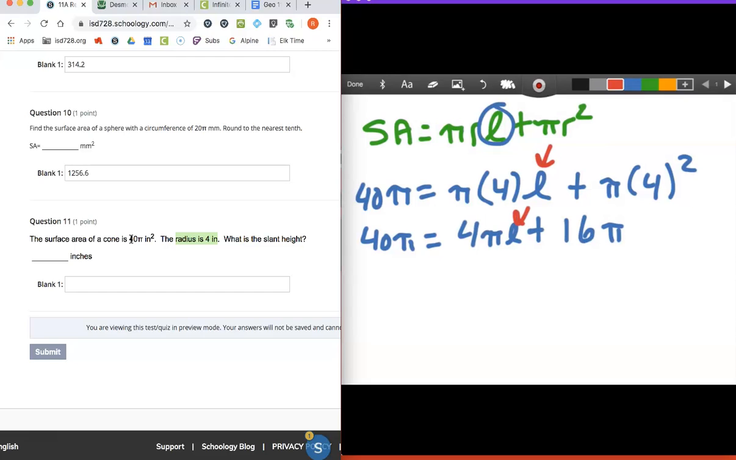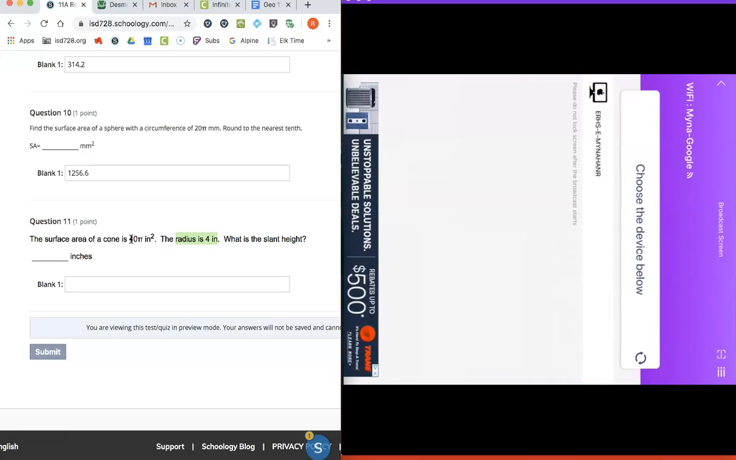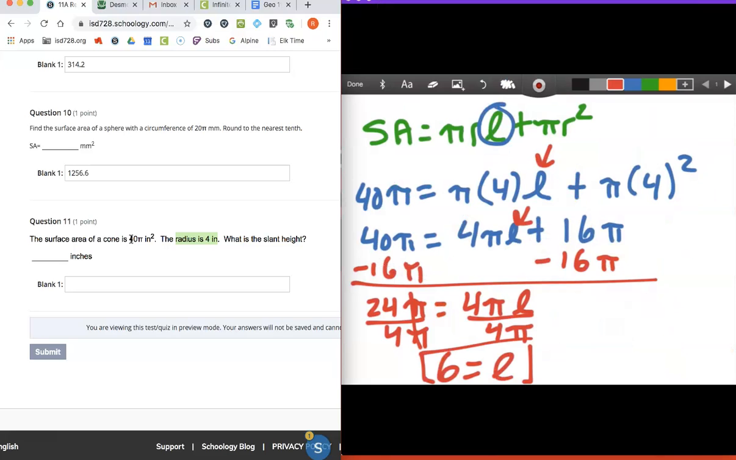So we want to get that all by itself. I want to move the 16 pi to the other side. 40 pi minus 16 pi is 24 pi. On this side, all I have left is 4 pi L. I want to divide by 4 pi. The pi's will cancel out. You don't have to worry about your calculator there. 24 divided by 4 is 6. So 6 must have been the slant height for that cone.